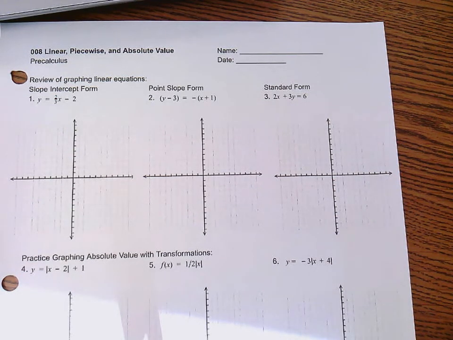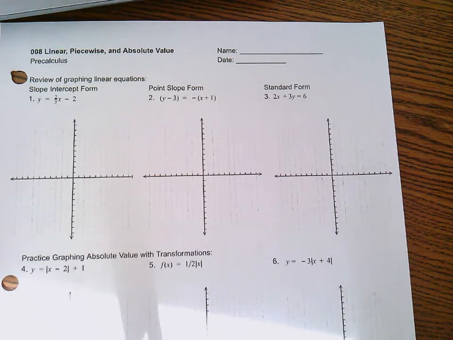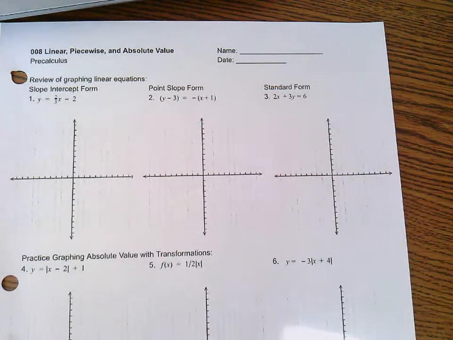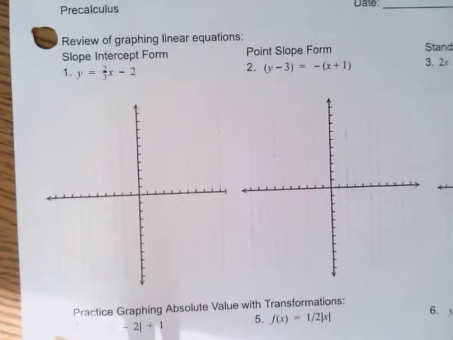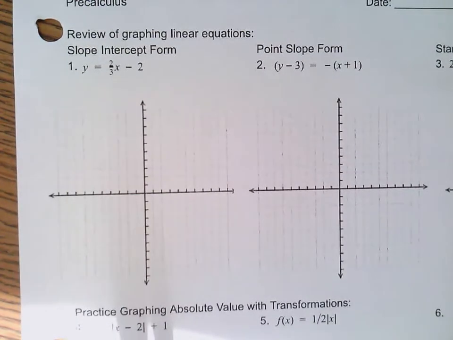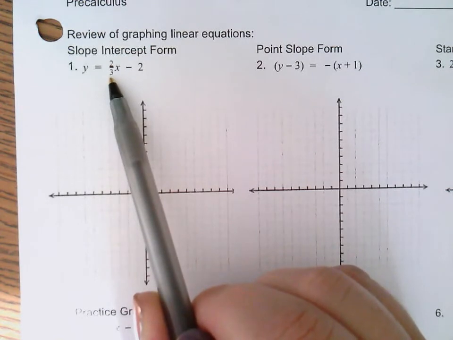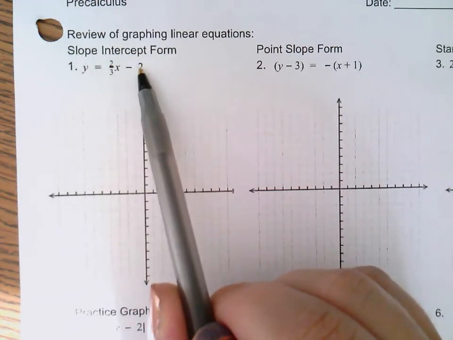All right, so today we're going to review a little bit of linear, piecewise, and absolute value parent functions, and just how to graph them, transformation rules. So I wanted to review with you the three different forms that a linear function can come in. I think you're all really familiar with slope-intercept form. So y equals 2/3 x minus 2. We know that 2/3 is the slope, and -2 is the y-intercept.